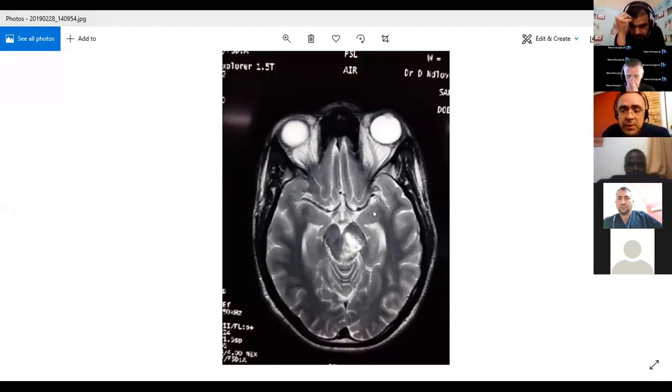And angiography is negative, so we have a series of data that suggest a cavernoma. I think in this case, I wait for the evolution of the bleeding to see the change and to see if there appears something about a cavernoma.